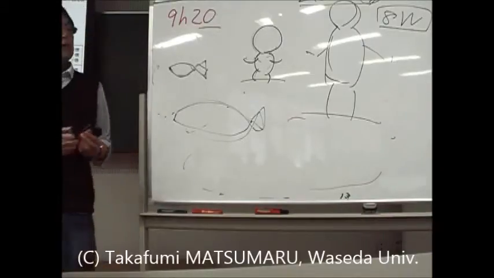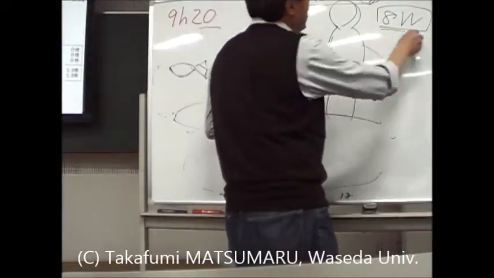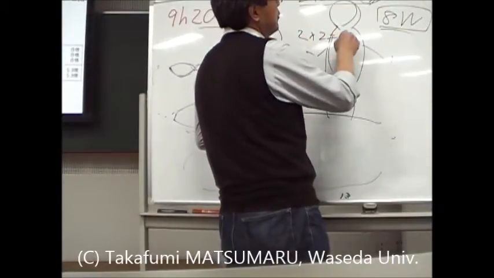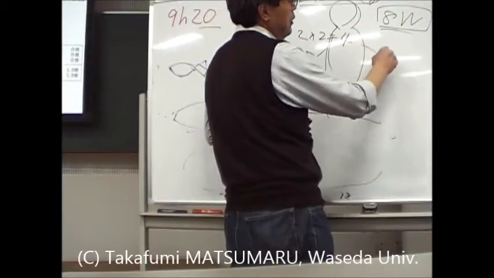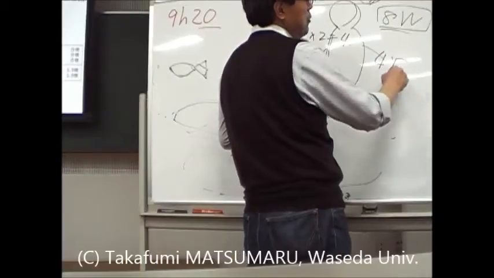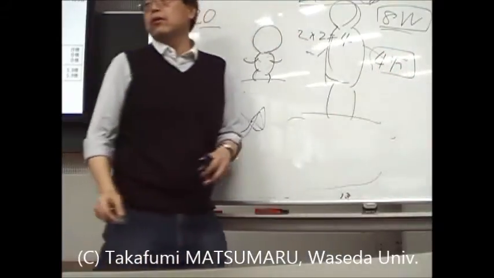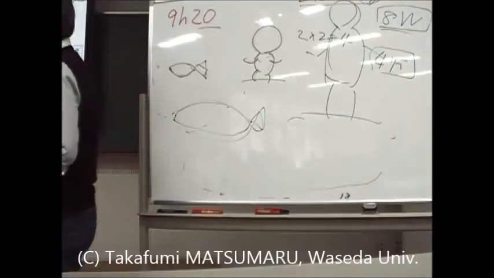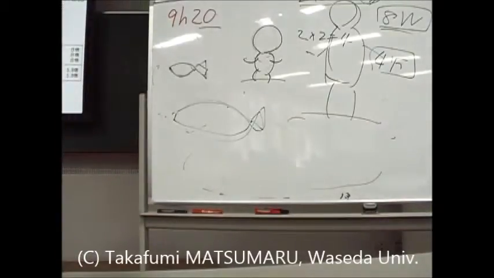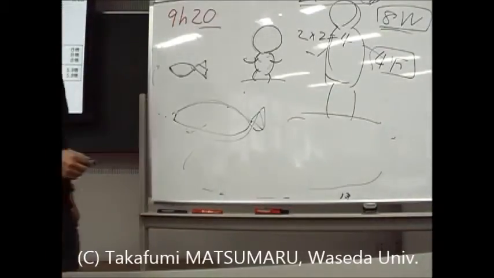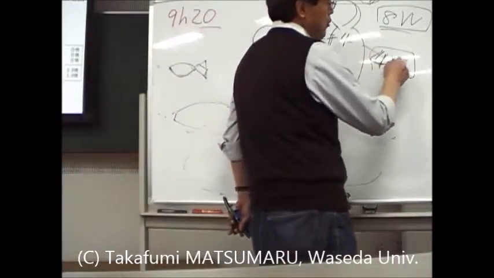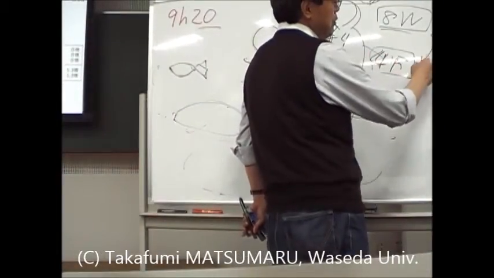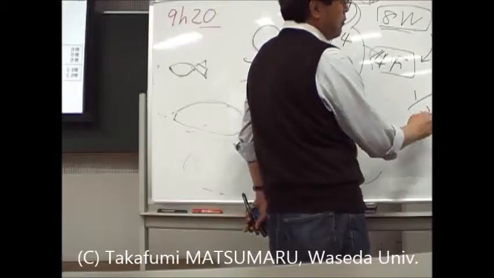4 times. So the weight becomes 8 times, but the power only produces 4 times. 4 times, if we develop the same shape. So if it is not good, the performance becomes half.